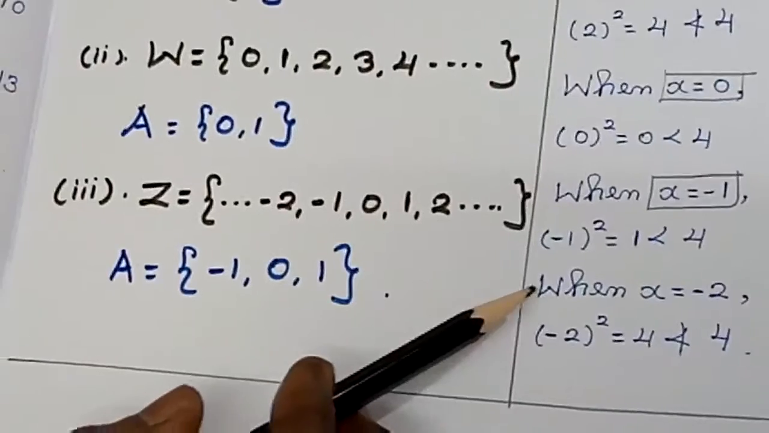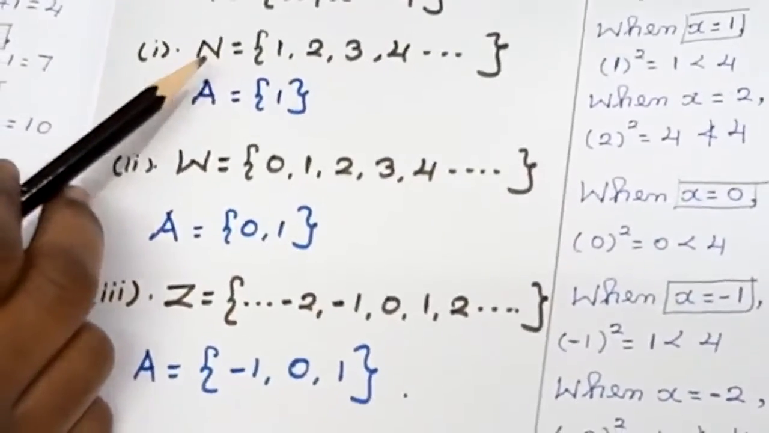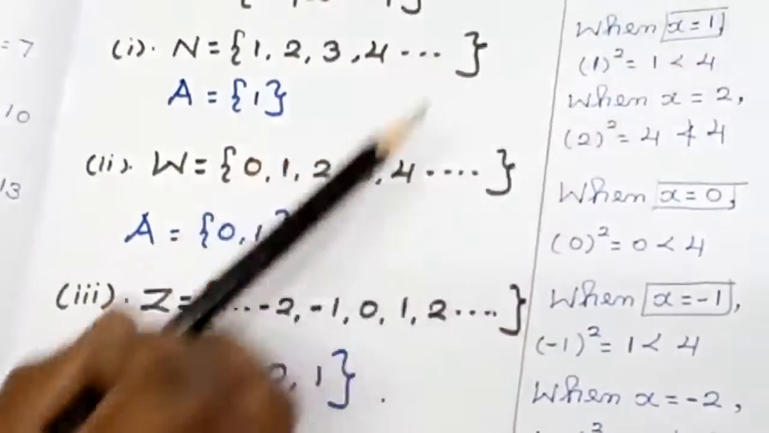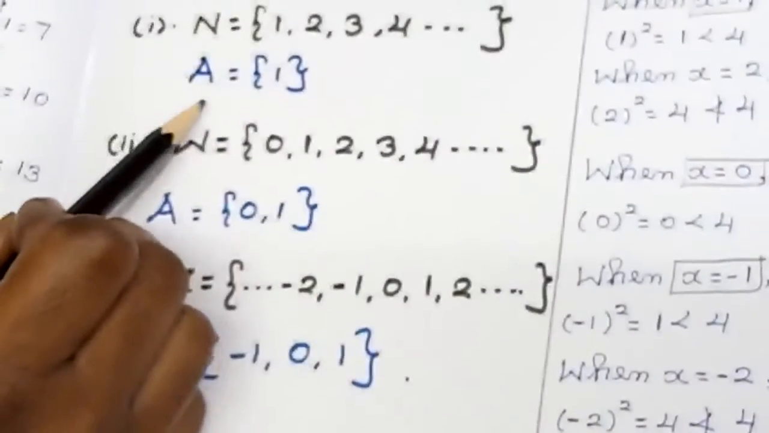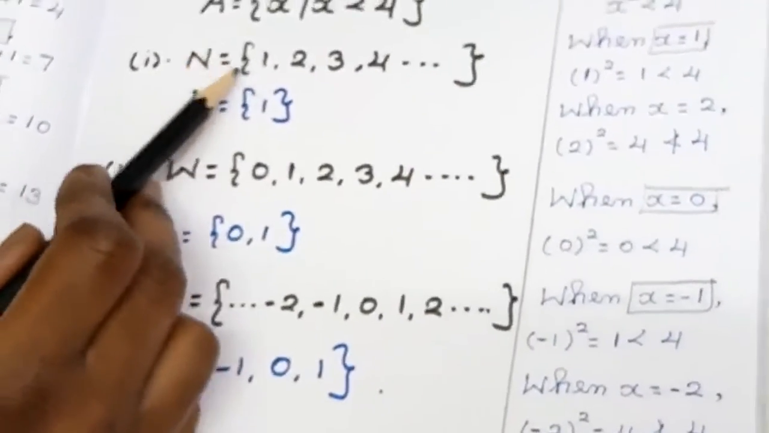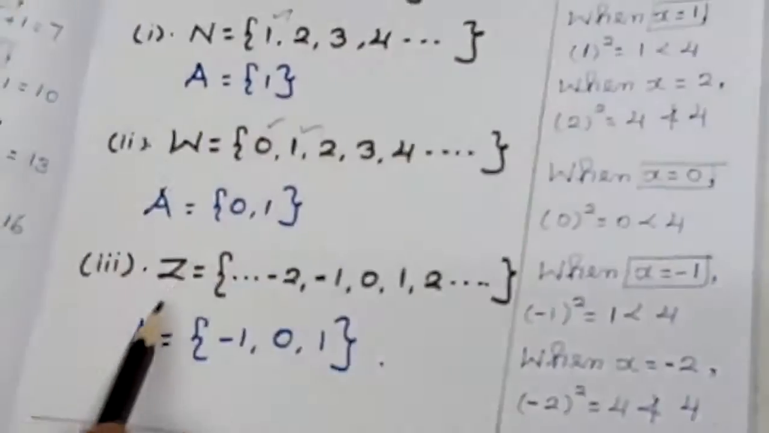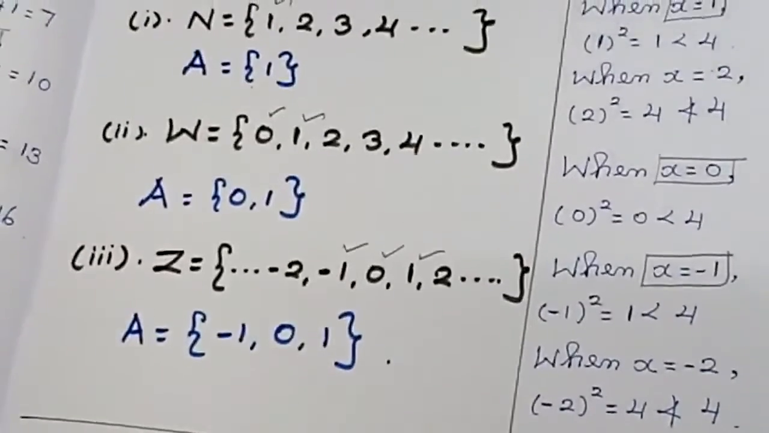Just go through the rough work, you will have an idea. In natural numbers, the only element accepted here is 1. I am not going to write the answer, students. I am going to give the value for x, and that particular value I am going to fix in A. So in natural numbers, only 1 is accepted. In whole numbers, 0 and 1 are accepted. And for integers, minus 1, 0 and 1 are accepted. Remaining numbers I will not accept here, students.